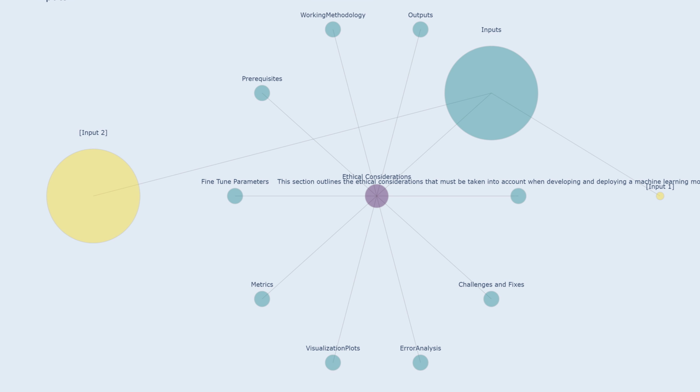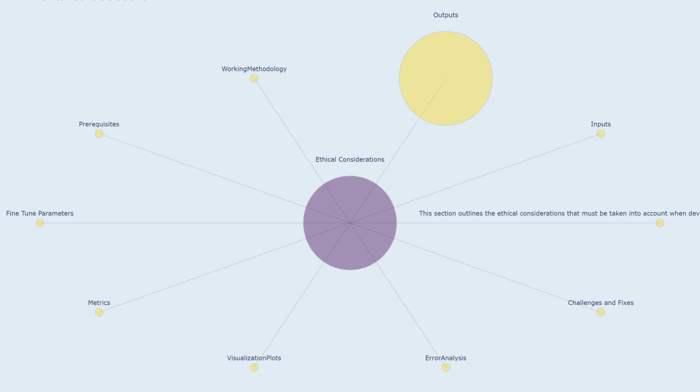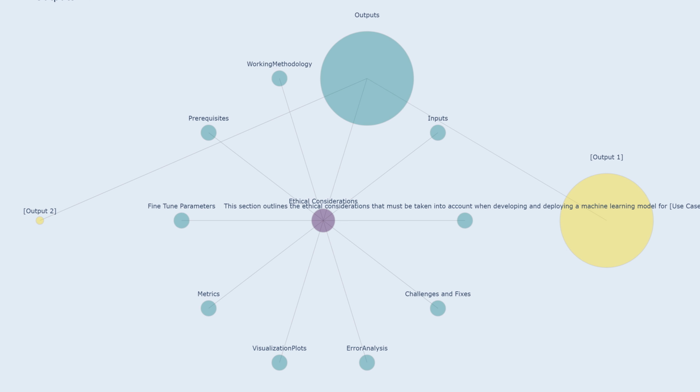Historical data. This includes information about previous fraudulent transactions, as well as information about legitimate transactions. This helps to train the model to identify patterns that are associated with fraud. Outputs. Fraud score. This is a numerical score that represents the probability that a transaction is fraudulent. The score is typically based on the model's prediction, and it can be used to flag transactions for further review.